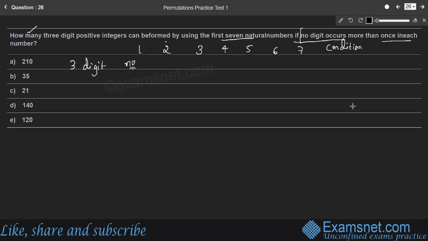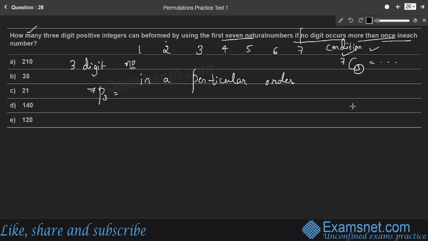If the condition is not given, then the number of 3-digit numbers that can be formed will be 7C3. Out of 7 numbers, 3-digit numbers can be formed in 7C3 ways. But here the condition is given. We have to form a 3-digit number in a particular order. Therefore, we have to go for permutation, so 7P3 numbers can be formed.